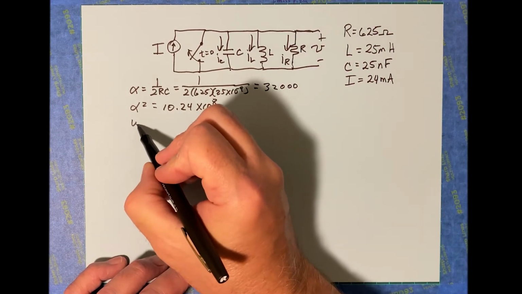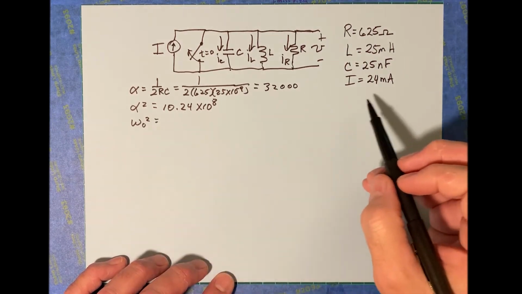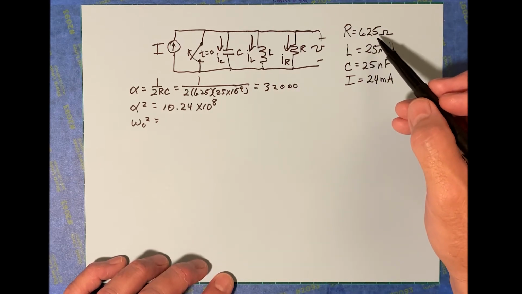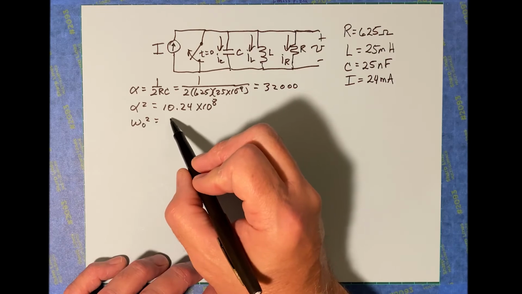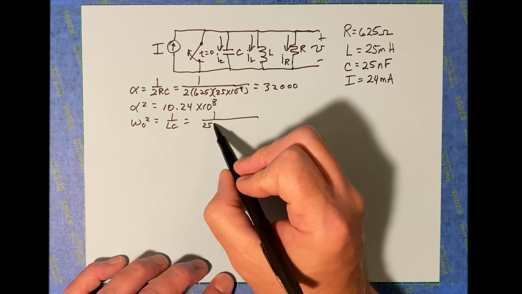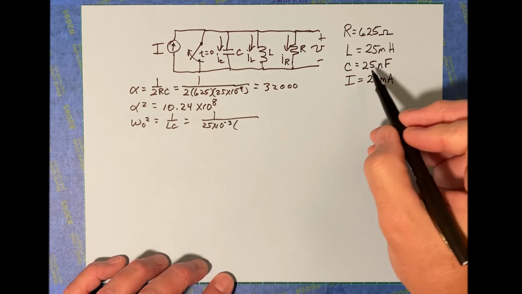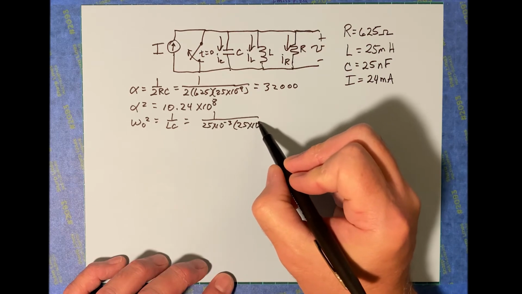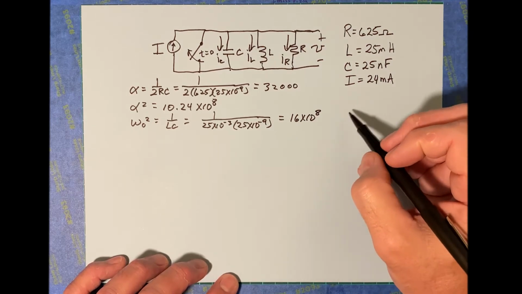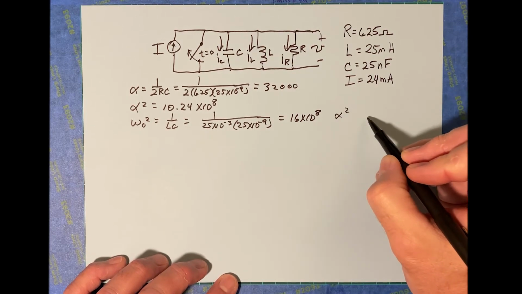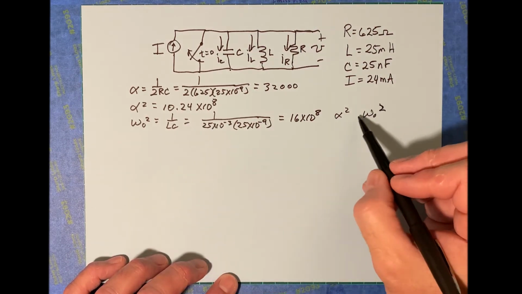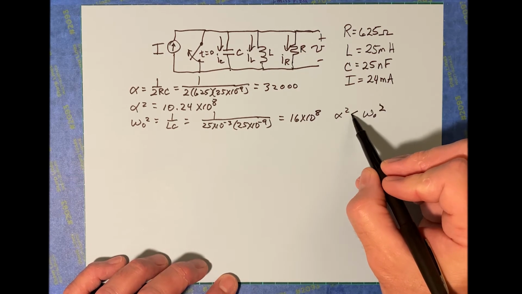And then omega naught squared, since we've worked this type of problem before, depended upon L and C. We've only changed the R from the previous problem here. So this is going to be 1 over LC. That's 1 over 25 times 10 to the negative 3 times 25 times 10 to the negative 9. And that is 16 times 10 to the 8th. So we've got a situation here where alpha squared and omega naught squared, you can see which one is bigger here. The omega naught squared is larger.